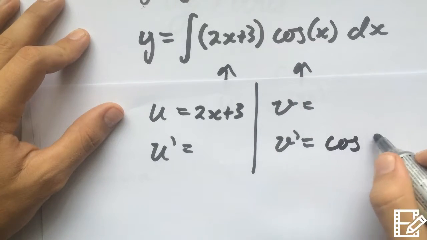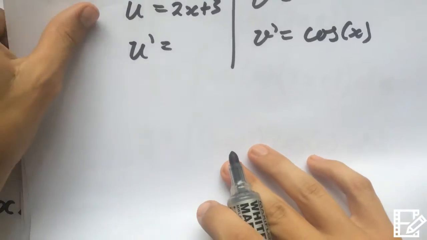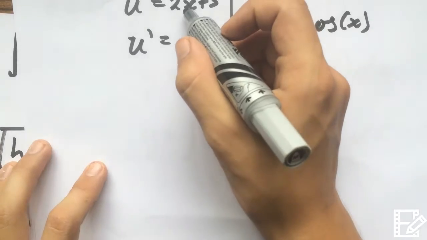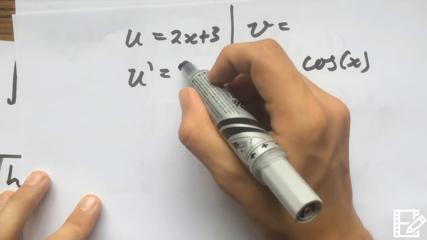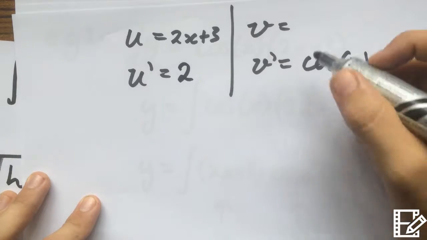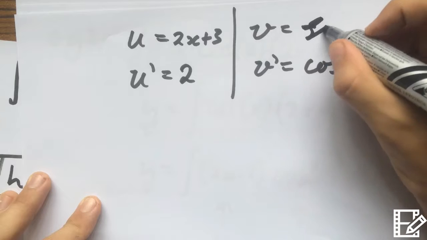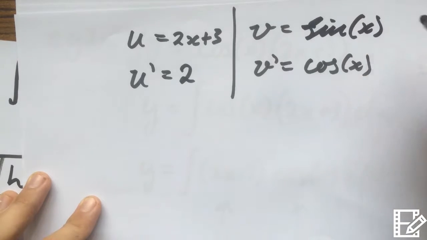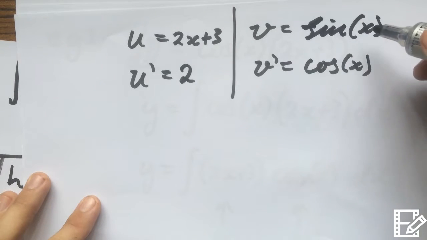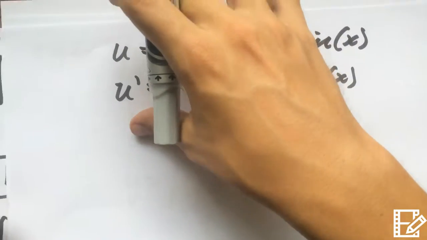Now what do we do? Well, now we derive 2x plus 3, we get 2, and we find the integral of cos x, which is sine x, just sine x, because if you derive sine x, you get cos x. That's how you know it's true. Okay.